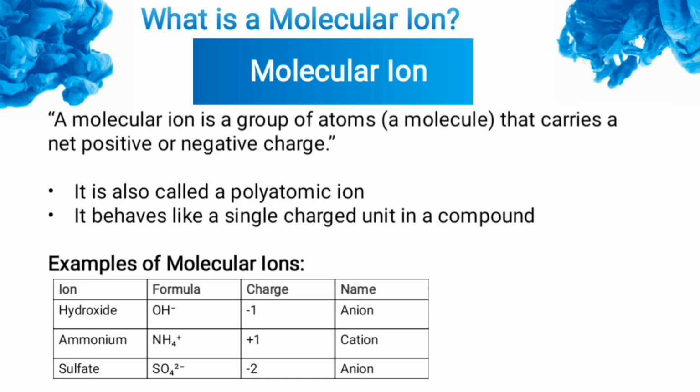Now, what are molecular ions? A molecular ion is a group of atoms or molecules that carries a net positive or negative charge. It is also called a polyatomic ion. It behaves like a single charged unit in a compound. Examples of molecular ions: hydroxide ion, OH negative, with -1 charge, and it is an anion. Ammonium, NH4 positive, has +1 charge, and it is a cation. Similarly, sulfate ion, SO4 2 minus, has charge -2, and is also an anion.